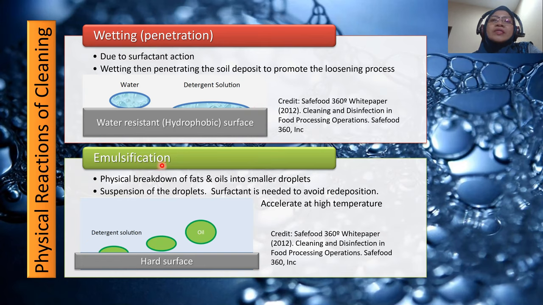Now let's look at emulsification. It involves a complex action where physical breakdown of fats and oil into smaller droplets occurs. Then the droplets will suspend throughout the medium to avoid droplets combining together and then redepositing onto the surface. Emulsification action will need to work together with the surfactant action. Surfactant will coat the droplet surface to avoid them from combining. And emulsification can be accelerated at high temperature.